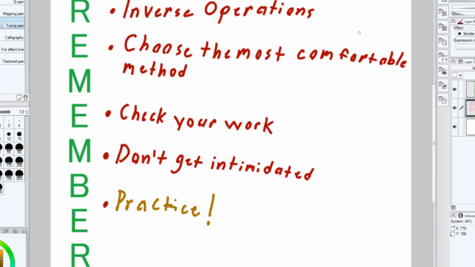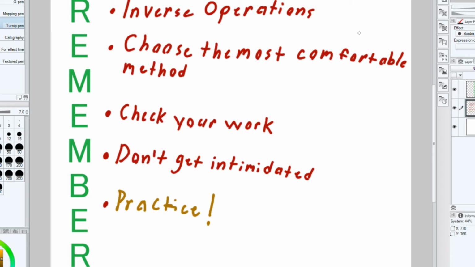Just remember inverse operations. And especially when you're doing multi-step equations with fractions, choose a method that's most comfortable for you, whether it be multiplying by a common denominator or finding the least common denominator and combining like terms. Just make sure that you are getting the correct answer in the most efficient and comfortable way for you. I don't care which method you use as long as you try your best and get the right answer.